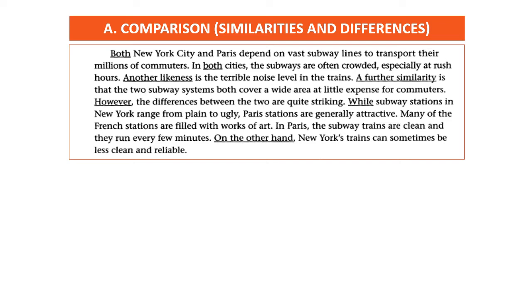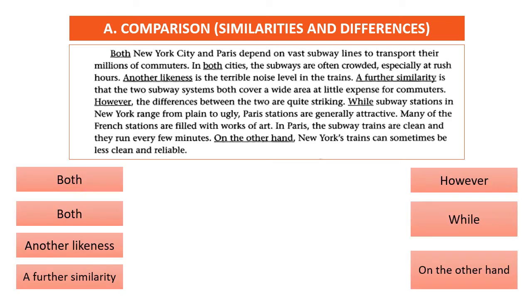Alright, let's identify the signal words first and also their references in this paragraph. Here, first, we have a signal word of both. After that, we have both again, and the third is another likeness, and the fourth is further similarity. After that, however, and next is while, and the last one is on the other hand.